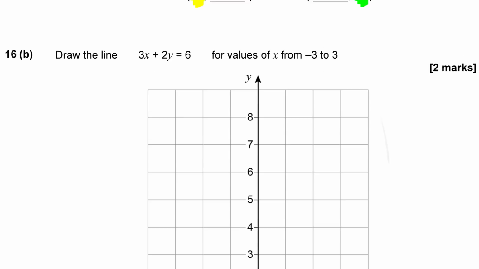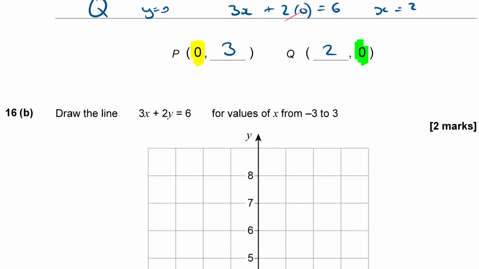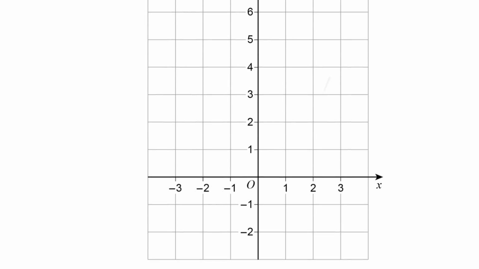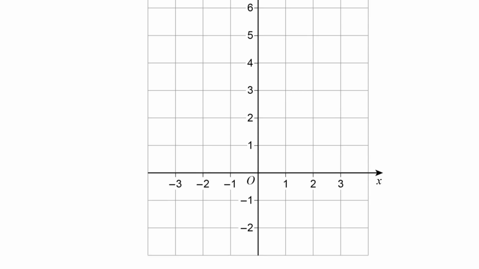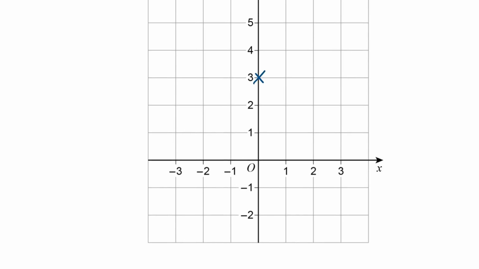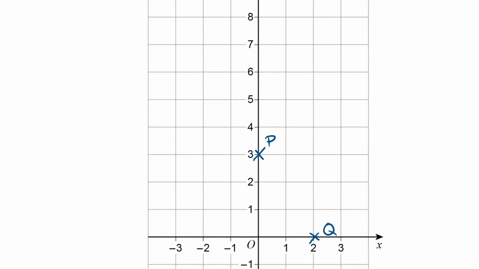So we can see that P is 0, 3 and Q is 2, 0, so we can plot those points straight on the graph. P is 0, 3, which is that point there, that's P, and Q is 2, 0, which is here. Now we could probably just draw the graph from those 2 points, but I always like to have a third point just to check. So let's just try a little bit further on the line.